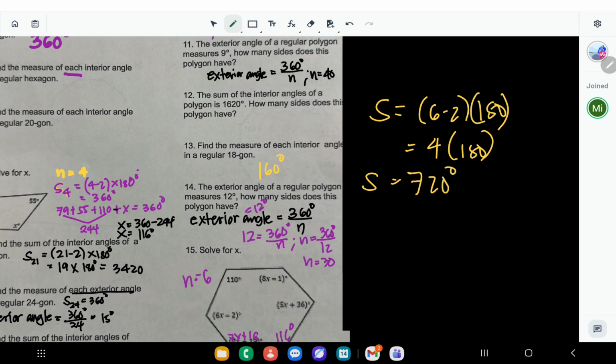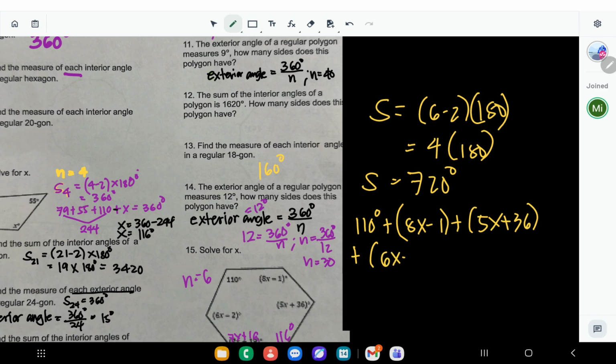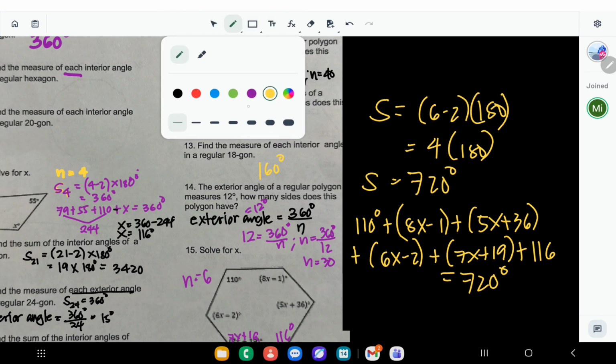Okay, so this is the sum of the interior angles of a hexagon. But we're given all the angles. To find x, we add up everything. So that is 110 plus 8x minus 1, this is a lot, plus 5x plus 36, plus 6x minus 2, plus 7x plus 19, plus 116 equals 720 degrees. So that's a lot.